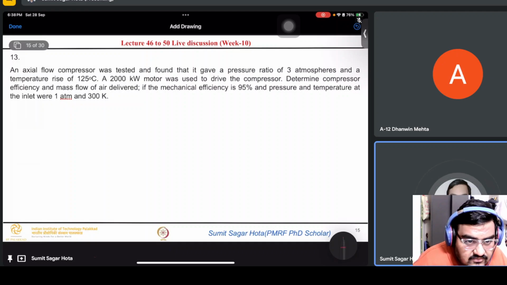An axial flow compressor was tested and found that it gave a pressure ratio of 3 atmospheres and a temperature rise of 125 degrees Celsius. A 2000 kilowatt motor was used to drive the compressor. Determine the compressor efficiency and mass flow of air delivered if the mechanical efficiency is 95% and the pressure and temperature at the inlet were 1 atmosphere and 300 Kelvin. A simple question.